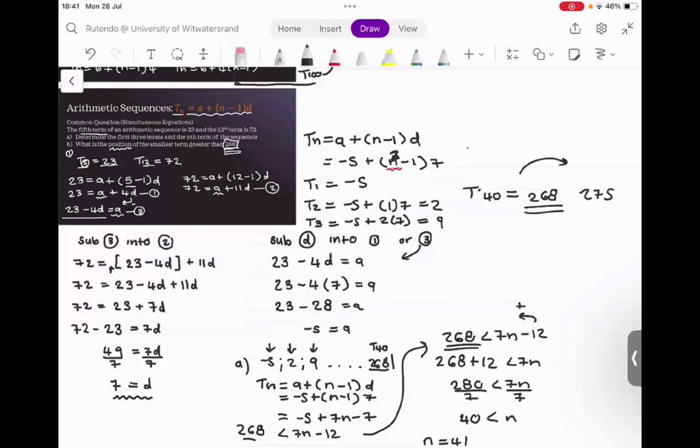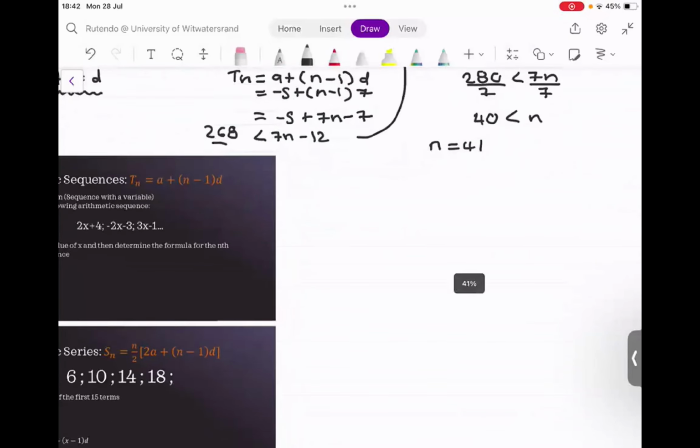This is where my smallest term is greater than 268. So here my term 40 gives me 268, but we want it to be greater than 268. So our n will be 41. Okay, perfect.